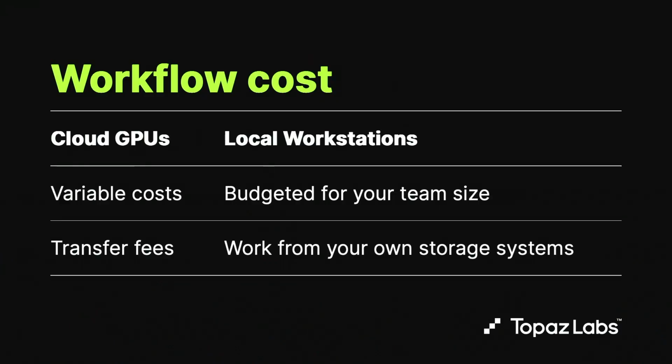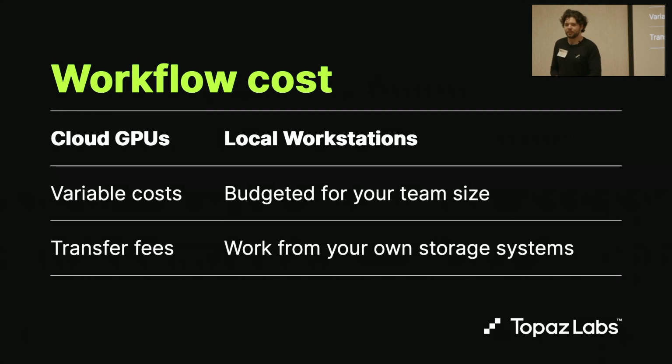When you're working locally with video AI, your hardware is budgeted for your team size. If you're not in a rush, you don't really need the fastest graphics card ever. If you do quick turnarounds very often, you can invest in a card that becomes more valuable over time because you're getting more out of it. You're not renting it per hour forever.